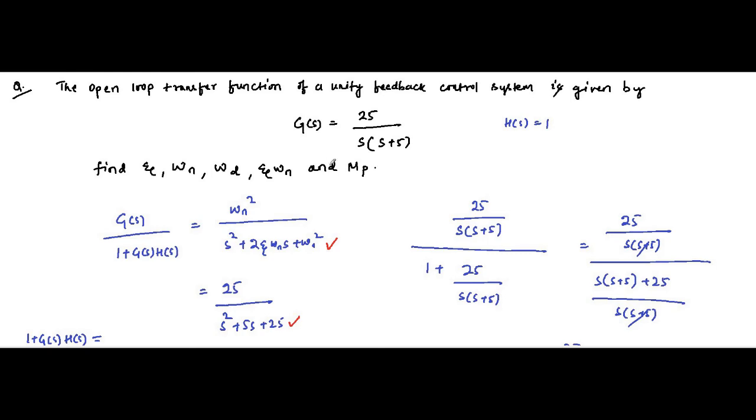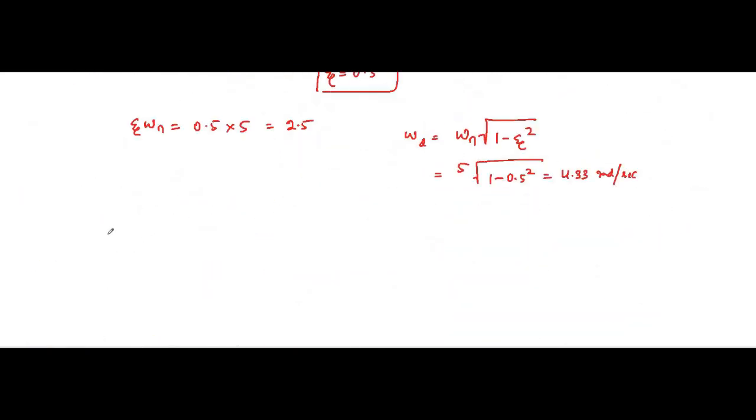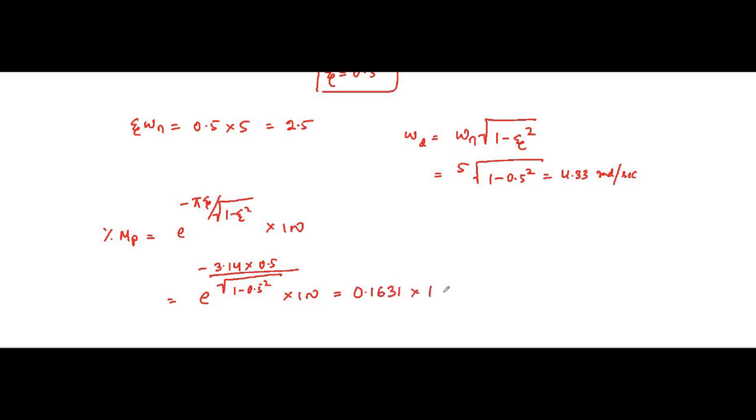The next parameter which we have to calculate is the peak overshoot. Peak overshoot is expressed in terms of percentage, which is equal to e to the power minus pi zeta by root over of 1 minus zeta square into 100. So it is equal to e to the power minus 3.14 into zeta, which is 0.5, by root over of 1 minus 0.5 square into 100. That is coming around 0.1631 into 100, which is equal to 16.31 percent. That is the percentage overshoot.